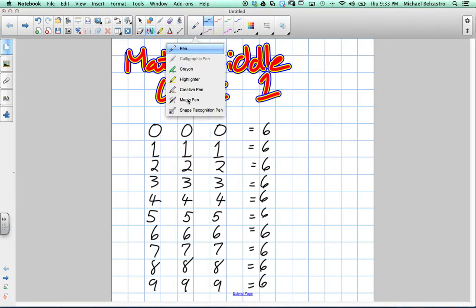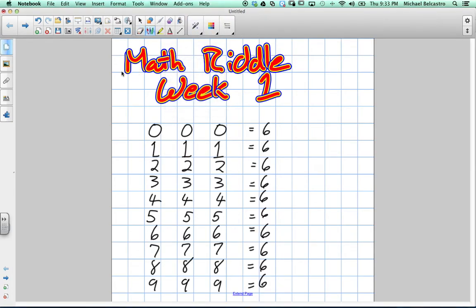Okay, so we're going to try a new unit or a new segment here. This is Math Riddle Week 1, so we're going to try to put up a Math Riddle every week, hopefully every week, and then answer it by the end of the week for you guys.